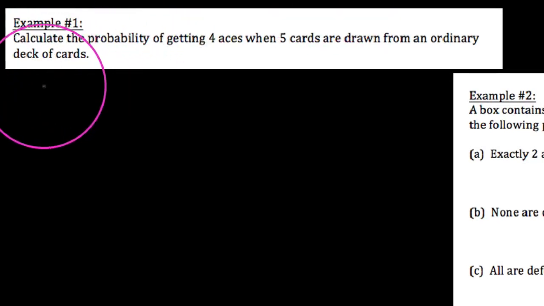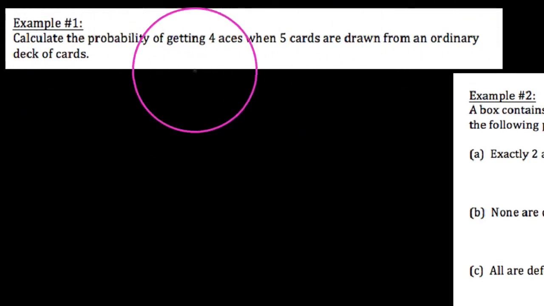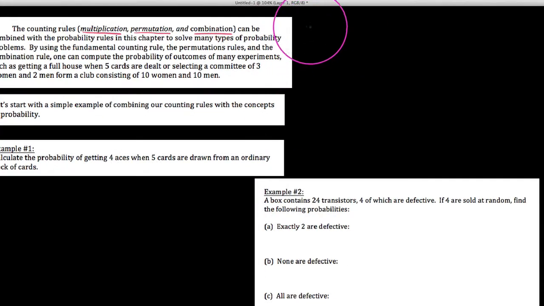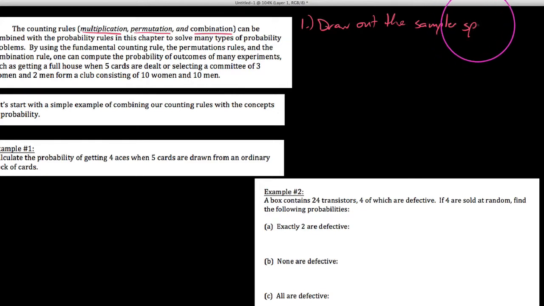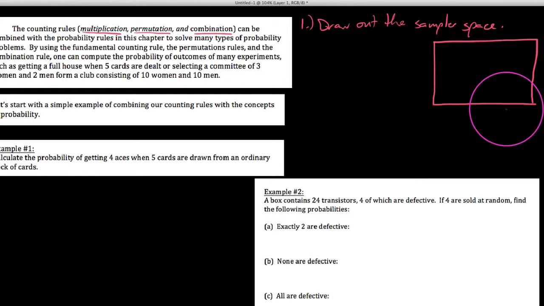It says calculate the probability of getting 4 aces when 5 cards are drawn from an ordinary deck of cards. So the advice I have for us in this video at least is, number 1, draw out the sample space. Remember, the sample space for an experiment is the set of all possible outcomes. So in terms of drawing the sample space, let's draw at least some sort of Venn diagram image. There are a number of possible ways to do this.